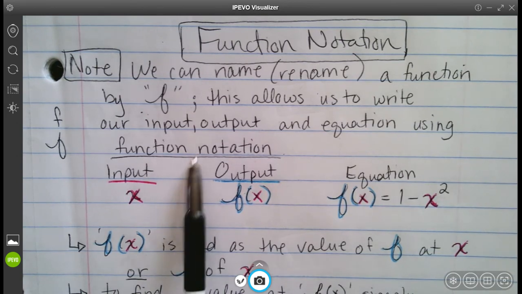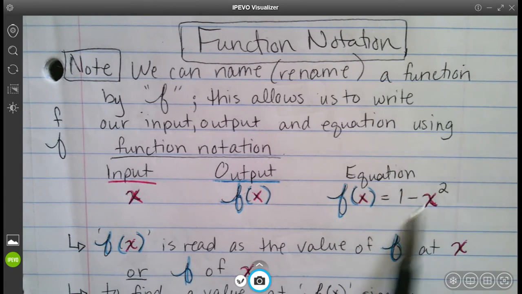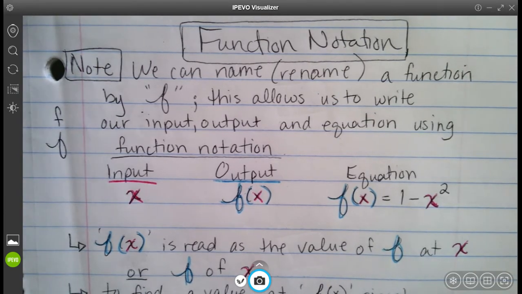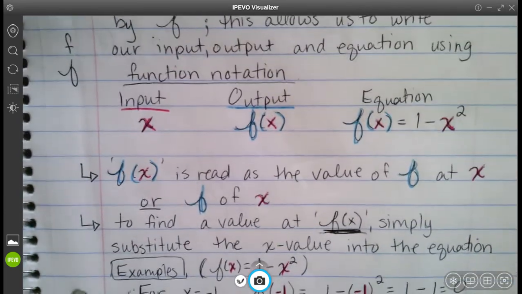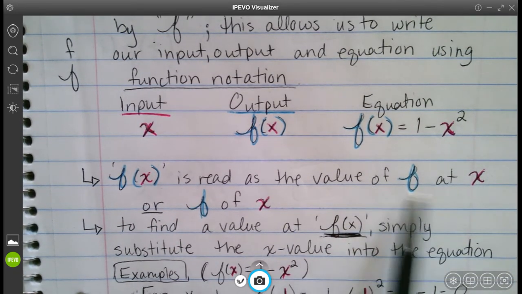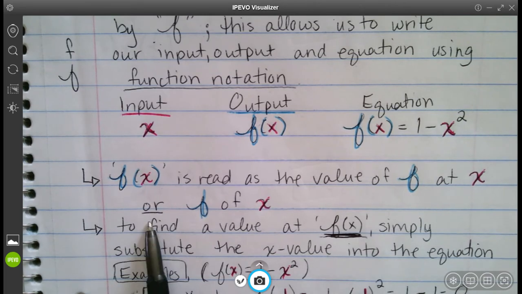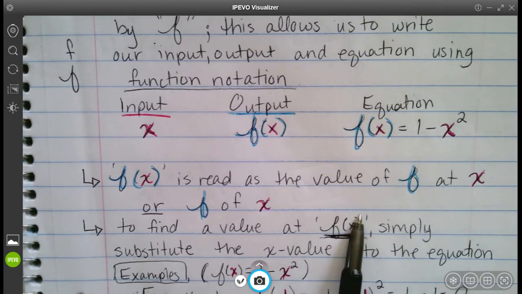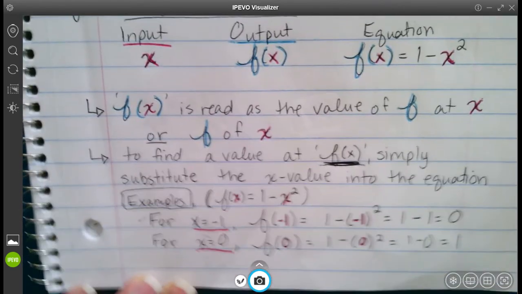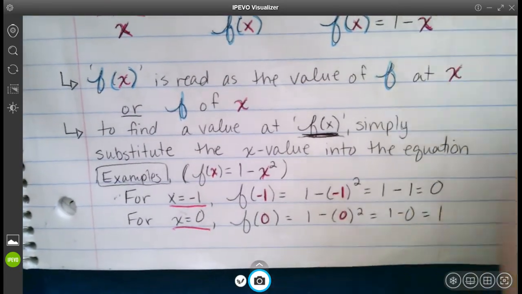For function notation, we're going to use this to evaluate the function at given values of x. Here's a couple things you might want to recall. f of x is read as the value of f at x, or the y value, or how I just said it, f of x. To find a value at this f of x, all we have to do is substitute the x value into the equation. So here are some examples that I already worked out for you just to refresh your memory.